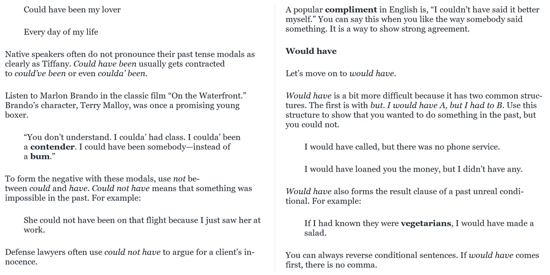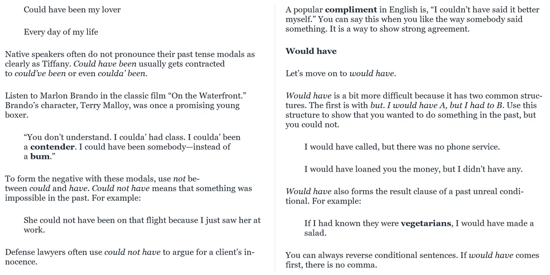Let's move on to would have. Would have is a bit more difficult because it has two common structures. The first is with but. I would have A, but I had to B. Use this structure to show that you wanted to do something in the past, but you could not. I would have called, but there was no phone service. I would have loaned you the money, but I didn't have any.